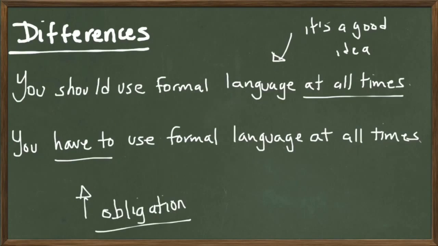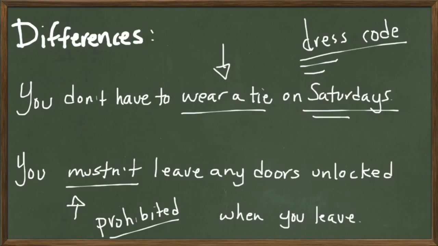Don't forget that it's very important to know what you're saying, if you're saying it's a good idea or it's your obligation to do something. There are some differences too, like don't have to means it's not necessary, and mustn't means it's not possible or it's prohibited.